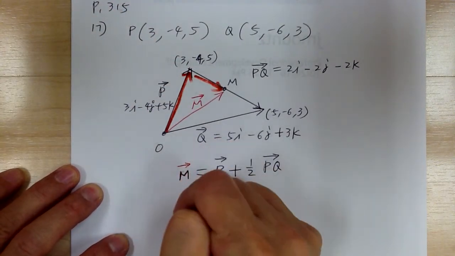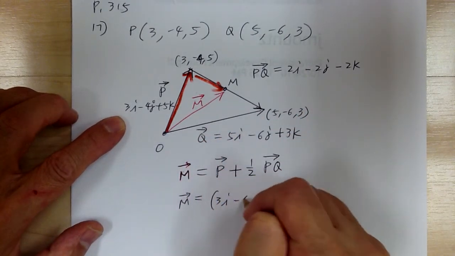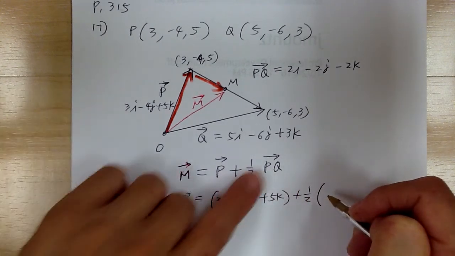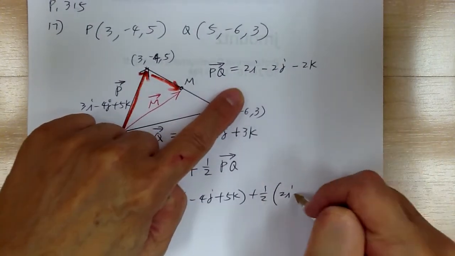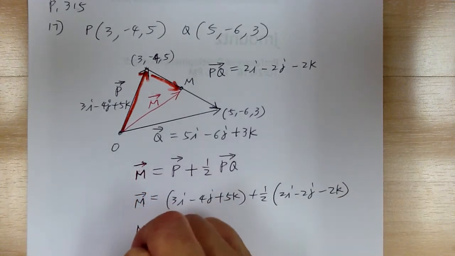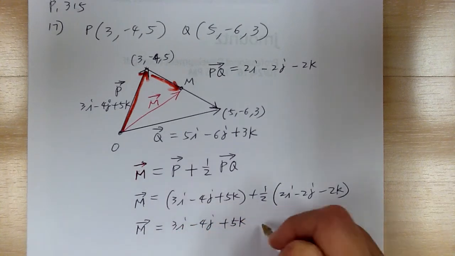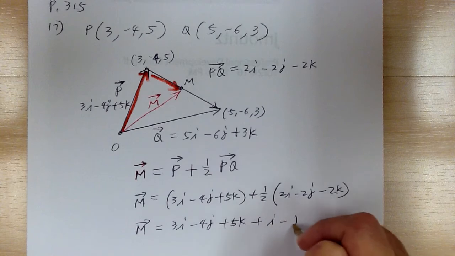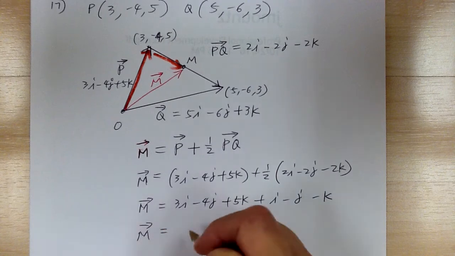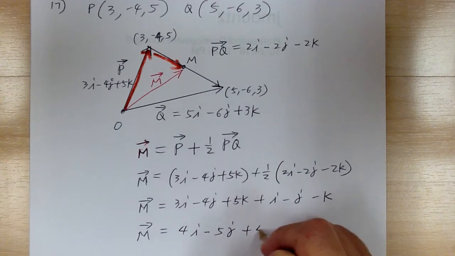Okay. So your vector M, you just go and substitute everything in there. So you got 3i minus 4j plus 5k plus 1/2 of PQ, which is 2i minus 2j minus 2k. So then go ahead and work it out. You got 3i minus 4j plus 5k plus i minus j minus k. So your vector M is going to equal 4i minus 5j plus 4k.